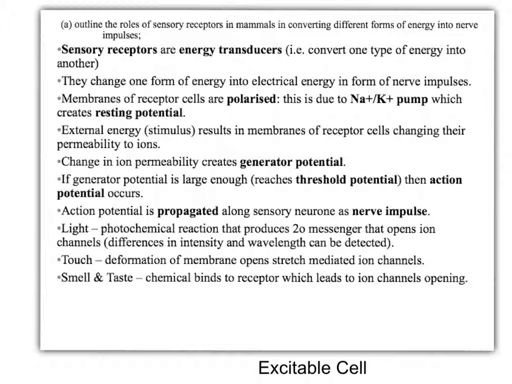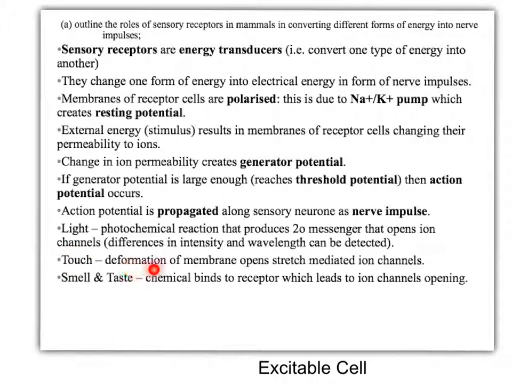The external energy, the stimulus, causes the receptor cells to change their permeability to these ions. That causes something called a generator potential in sensory cells. If the generator potential is large enough, then something called an action potential occurs, and the action potential is then propagated around the cell and results in a nerve impulse being propagated along a sensory neuron. And in the case of light, it is a photochemical reaction which produces a secondary messenger in the cell which opens ion channels.